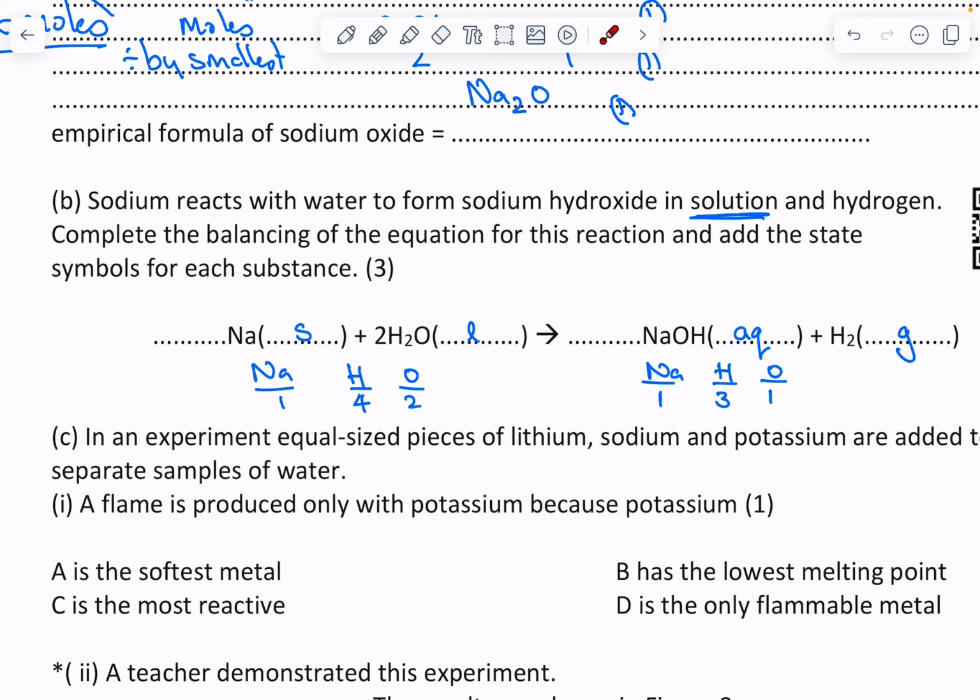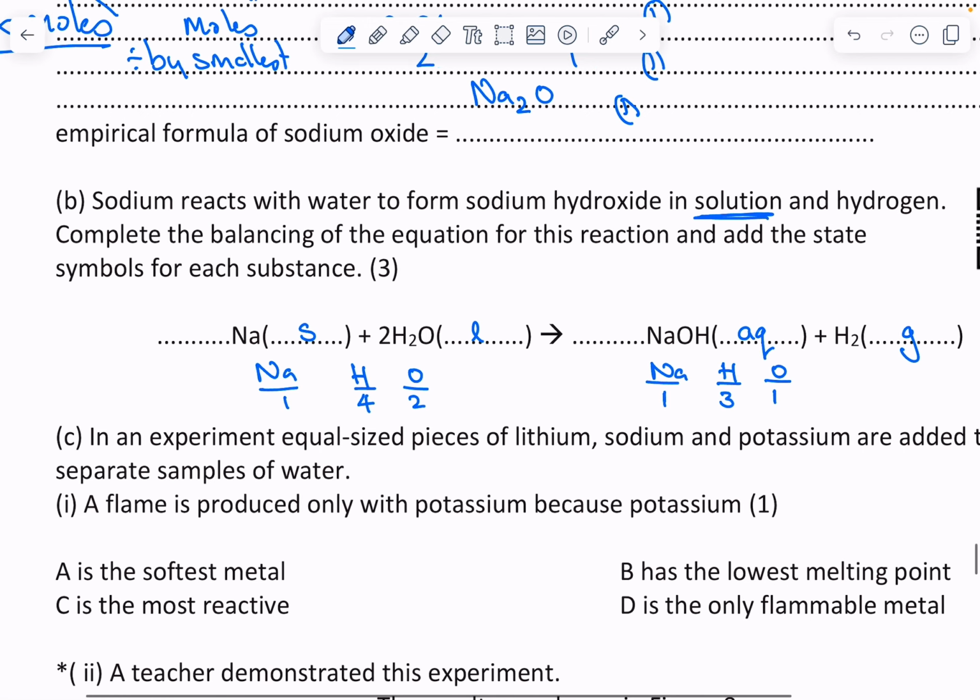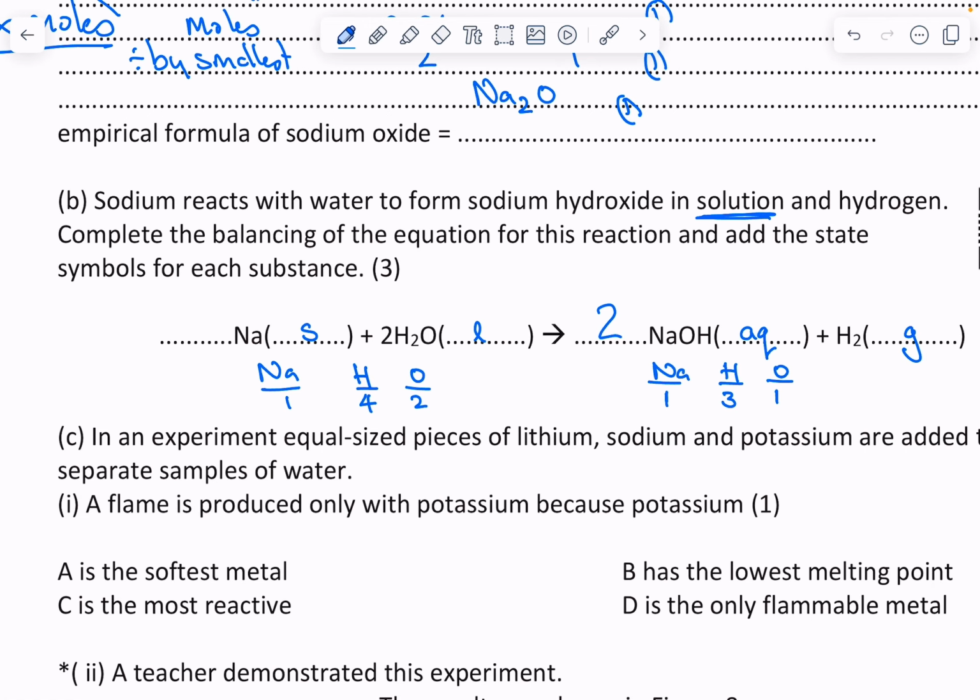I'm going to have to do something about it. I need 2 oxygens on this side to make it balanced. So how can I get 2 on this side? If I put a big 2 in front of here, let's just do that. A big 2 goes there, but that's going to give me 2 sodiums. And that's going to change that to 4. And now it's got 2 oxygens. Okay. If I come back over to the other side, my 4 and my 2 is okay. That's good. But I need to get 2 sodiums. So to do that, all I've got to do is put a 2 in front of that, and I've got a balanced equation.